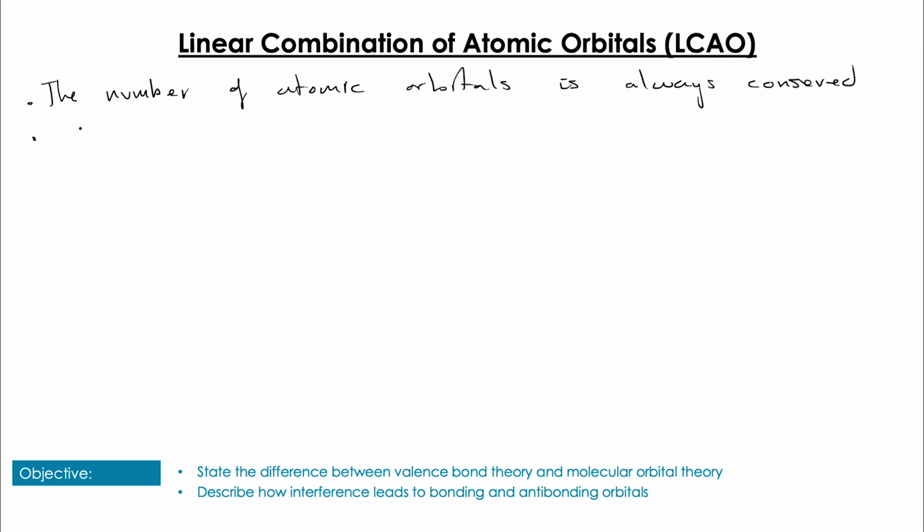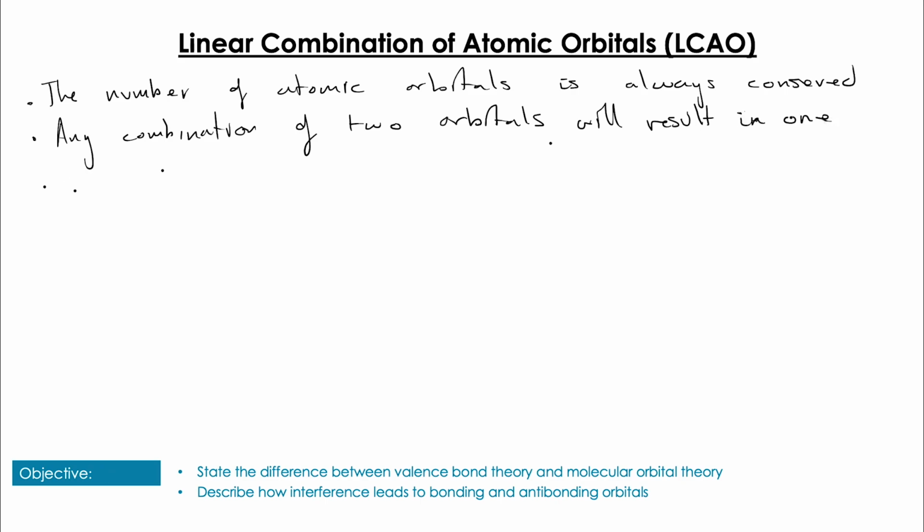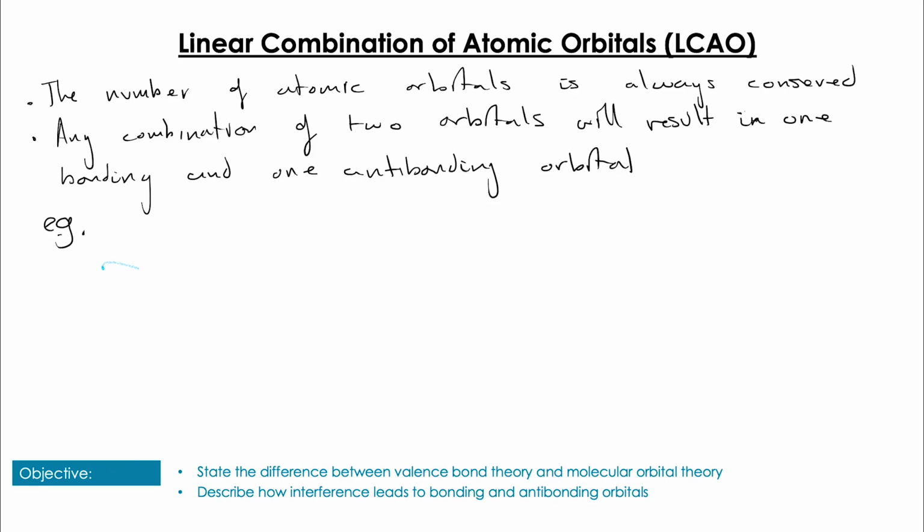This combination of atomic orbitals is called the linear combination of atomic orbitals, LCAO, and the number of orbitals is always going to be conserved, but the combination of any two orbitals will result in one bonding and one anti-bonding orbital, and they'll have a different shape than that of the initial atomic orbitals. For example, let's take one p orbital and combine it with another p orbital. In this case, we're going to make one bonding and one anti-bonding orbital. So what does this look like?